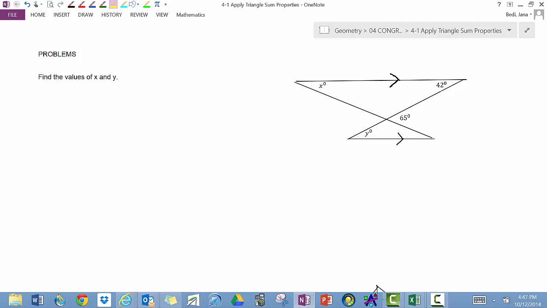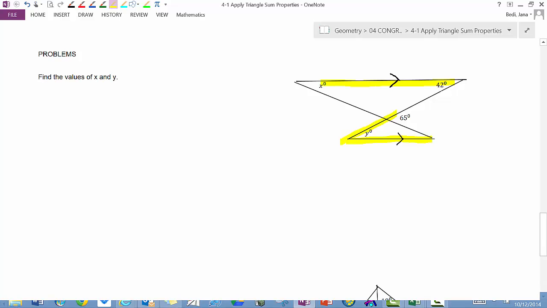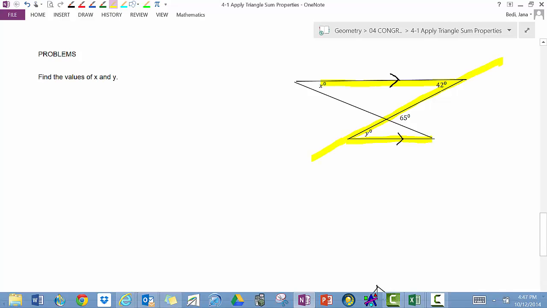So here we have two parallel lines. I'm going to highlight those, and I can see an angle that's marked 42. So I am going to mark my transversal. I'm going to make it a little longer. Aha! I see here alternate interior angles. I've got a Z. So the measure of angle Y is equal to 42 degrees. And that's alternate interior angles.